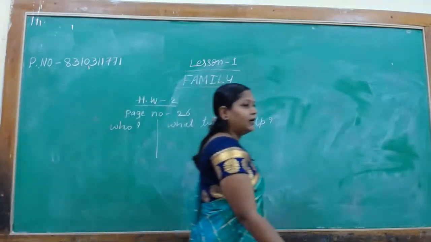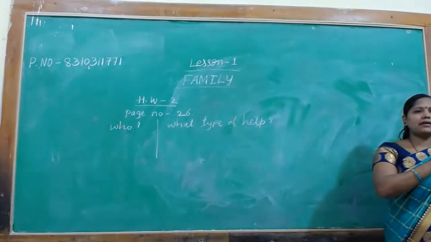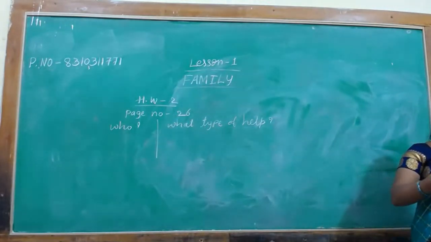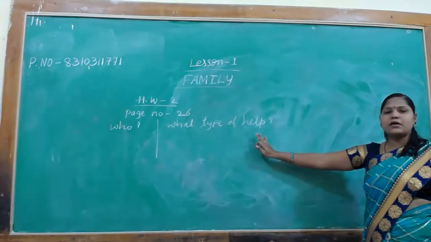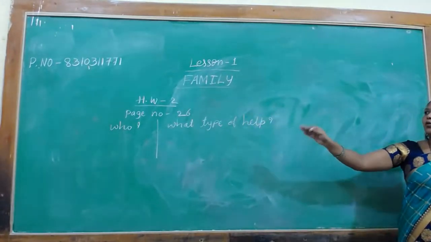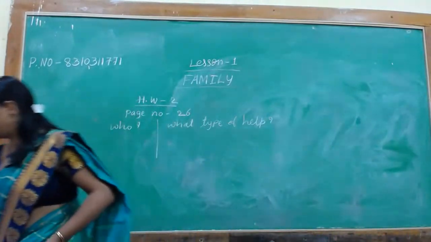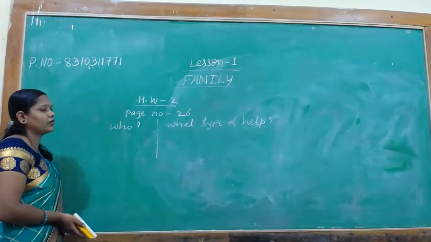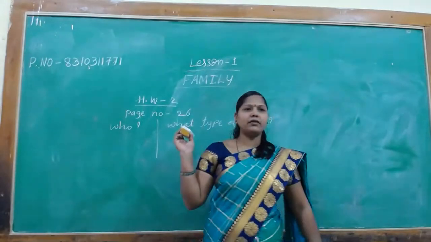For example, now I said, in your relation or your family members only. Mother is there. Mother, she cooks food. Like that, father, mother, grandfather, grandmother, sister, brother. What type of help do they give you? You should write these points here. Understood? You take down this one. Homework number 2, page number 26. Who, what type of help? Okay, students, clear this one?